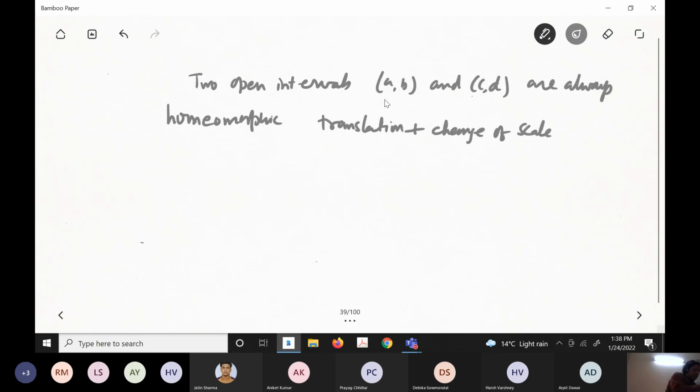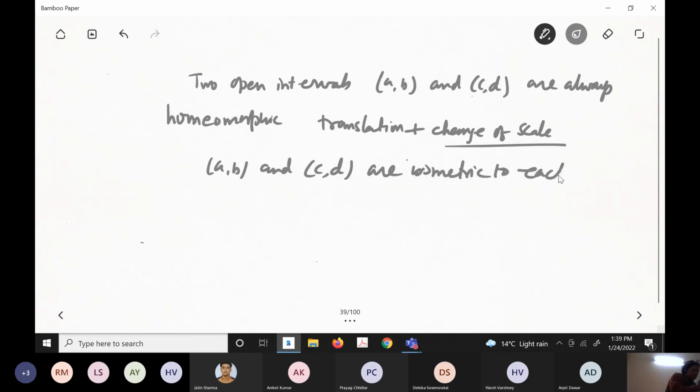Basically, you need to move A to C, B to D, and then you need a change of scale. That you can always do. But what I said is that A, B and C, D will be isometric to each other, with the usual distance, if and only if this length is the same. This is the thing I told you.